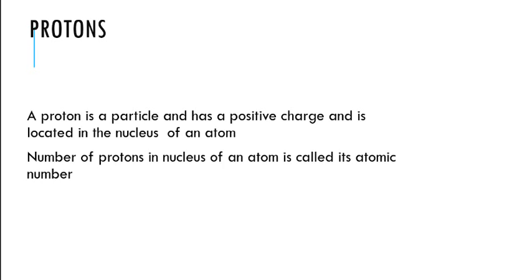Protons are the first one. A proton is a particle that has a positive charge and is located in the nucleus of an atom. The nucleus is the centerpiece of an atom, just the middle. The number of protons in the nucleus of an atom is called the atomic number. So if the number of protons in, say, a random element is 7, then that element has an atomic number of 7. There's also a mass number, which is the atomic number plus the number of neutrons, or something like that. I might cover that later.